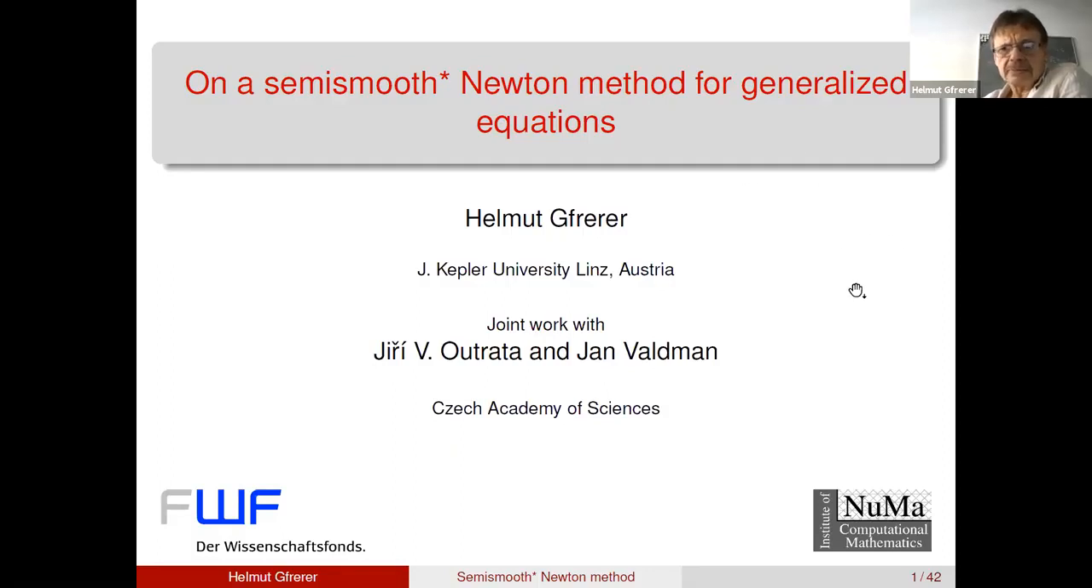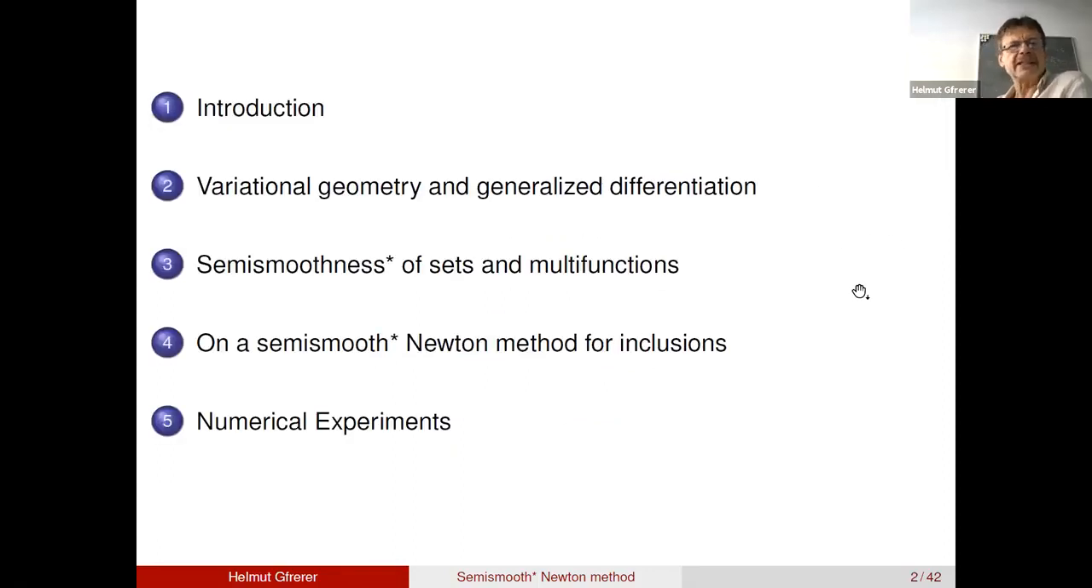Okay, here you can see an outline of the talk. After some short introduction, we will give a review of variational geometry and generalized differentiation. Then come the basic definitions of the semi-smooth star property. Then we will develop a semi-smooth star Newton method, and I hope I have enough time to present some numerical experiments.